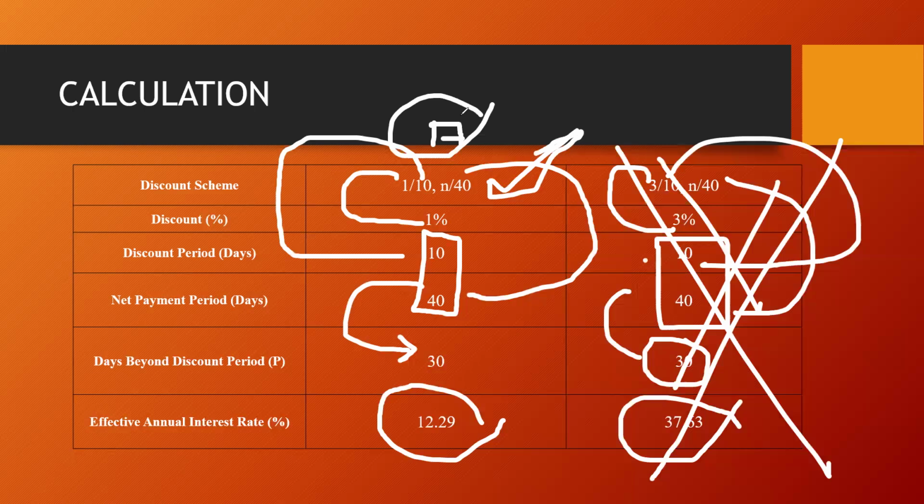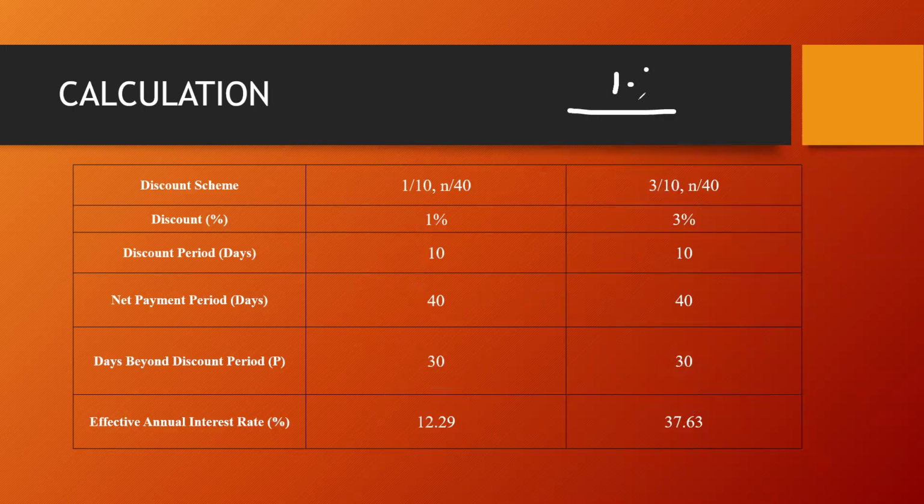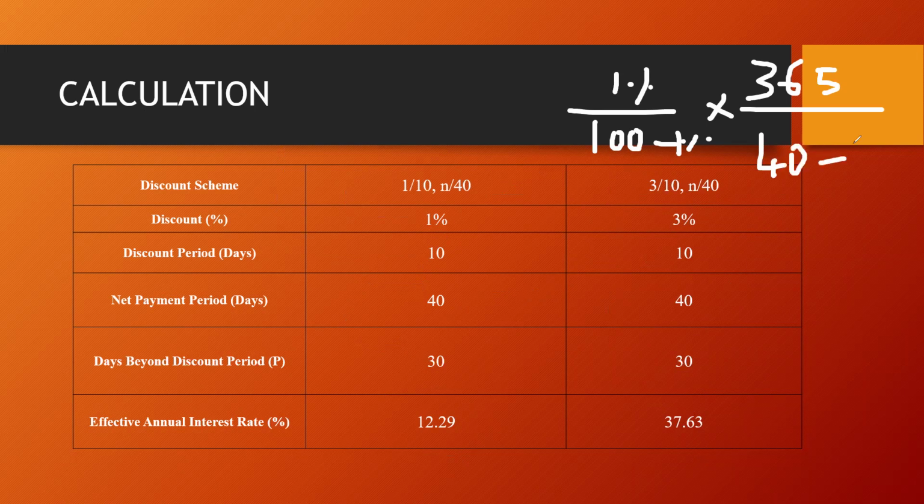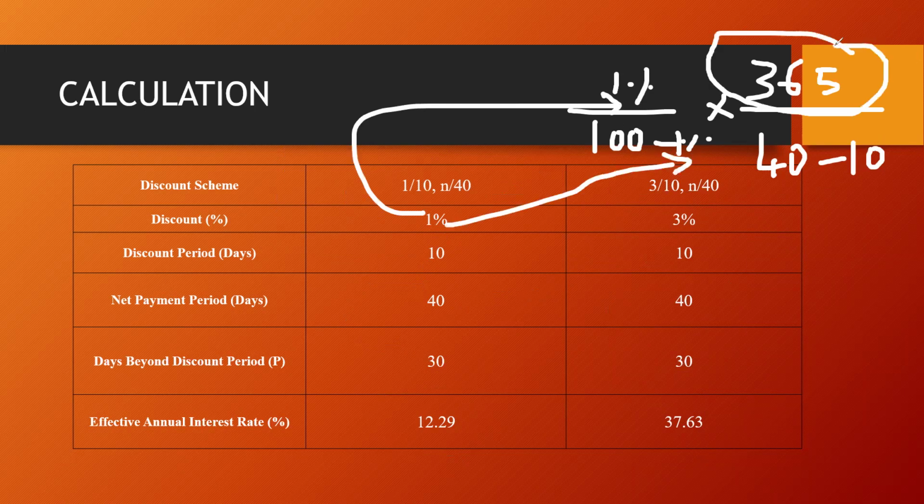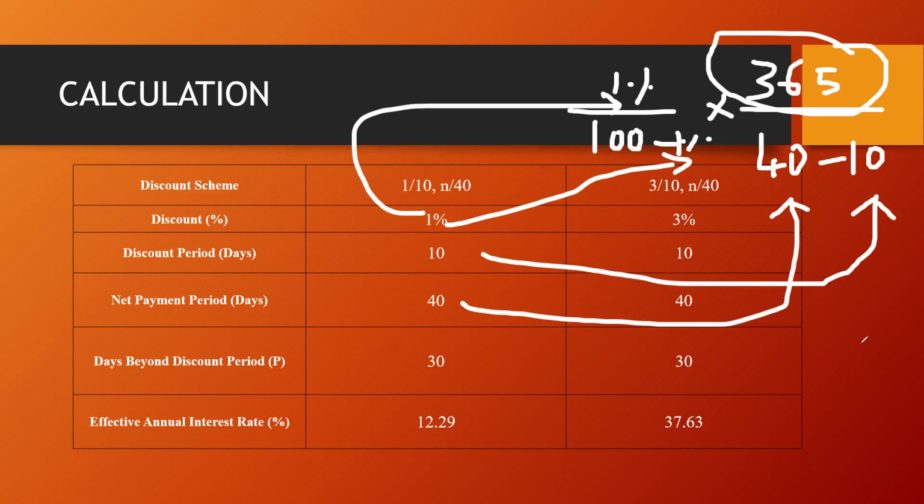Okay, let me show you the formula. You take the 1%, and 100 minus 1%, multiplied by 365, divided by 40 minus 10. 1 is the 1%, and the same 1% goes here. 365 is the number of days in a year. If they give 360 in the question, take 360. 40 is the total period they offered, the credit period, and 10 is the discount period. If you do the workings with a calculator, you will get 12.29%.